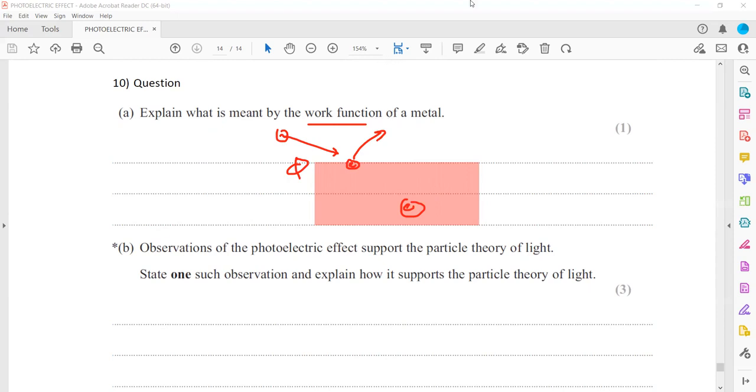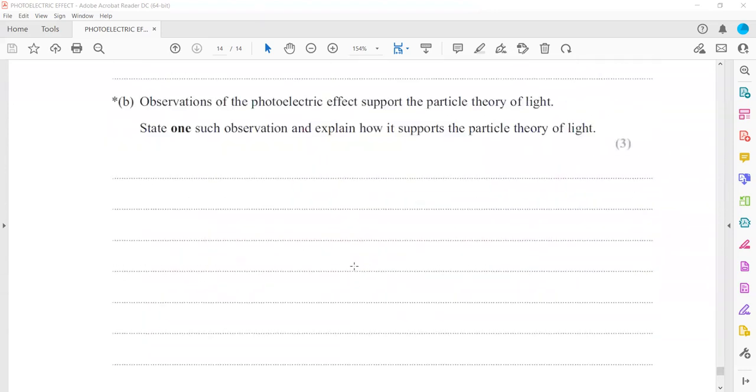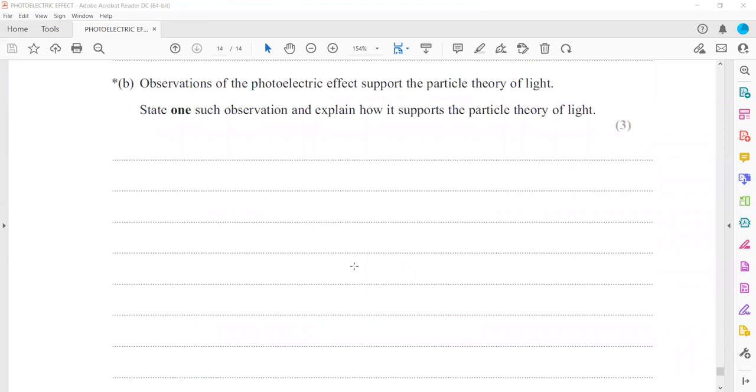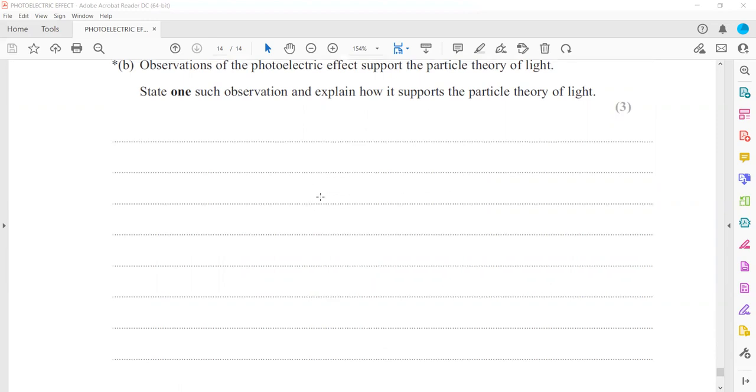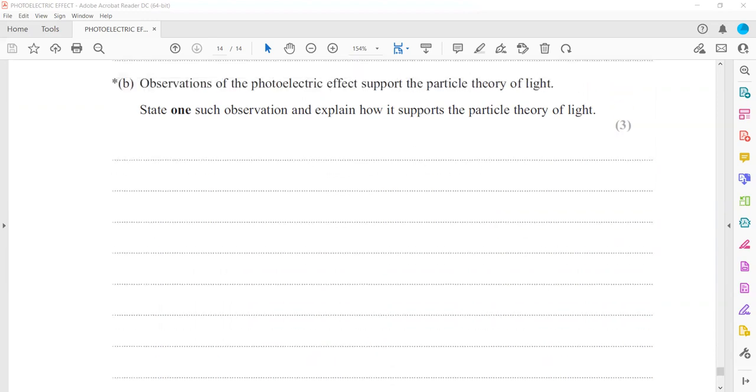So work function is the minimum possible energy to remove an electron from the metal surface. If you just mention minimum energy needed to remove an electron, that's not the right answer. You should mention from the surface. Then the last one: an observation of the photoelectric effect supports the particle theory. State one such observation and explain how it supports the particle theory of light, like how light can have a particle nature.